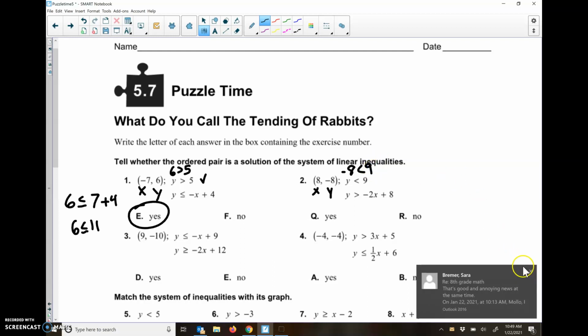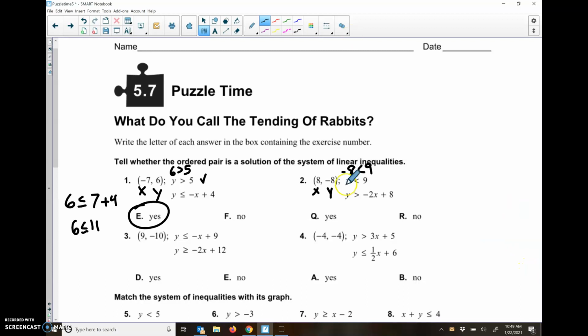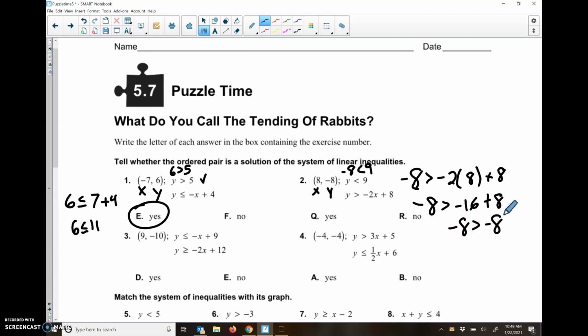And then for our second one, we have y is greater than -2x plus 8. So -8 is greater than -2 times our x, which is 8, plus 8. So I get -8 is greater than -16 plus 8. And -16 plus 8 is -8. So -8 is greater than -8. That is not true. -8 is equal to -8, but that's not greater than -8, so we can't do that one.